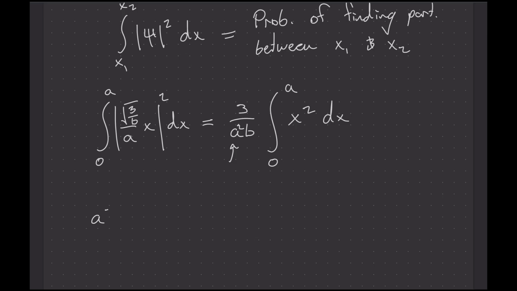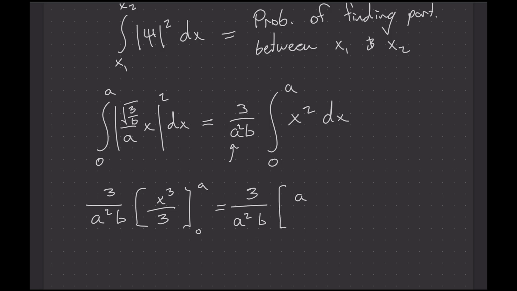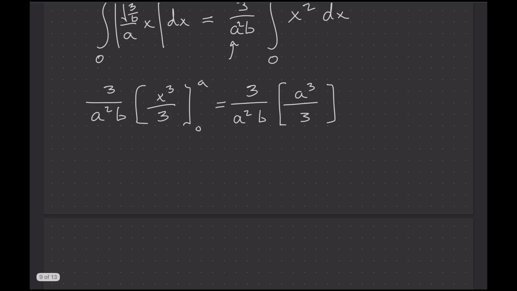Let's do the integral here. A squared B in the denominator. We have a 3 here. We can integrate right away. So this is x cubed over 3. Here we have a 0, here we have an A. So we have 3 in the numerator, A squared B. What we have here is A cubed over 3 minus 0. So this is our answer. What we can do here is cancel these two with this, cancel this 3 with this. A over B, interesting. So probability is equal to A over B. So that is the answer.